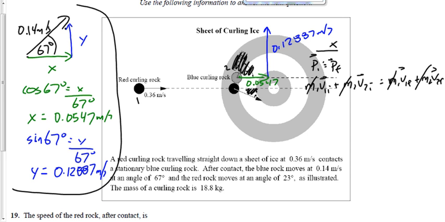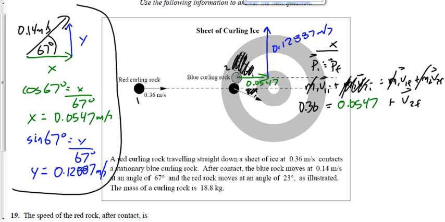What's V1I? 0.36. It's all on the x-axis. What's V2I? All right, so let's just get rid of that whole term. What's V1F? What's V1F for the x component? Look at the picture up here. Now, what's V1F? 0.0547. Right? What's V2F? We don't know. Do you see what I've done there? Do you see what I've done?